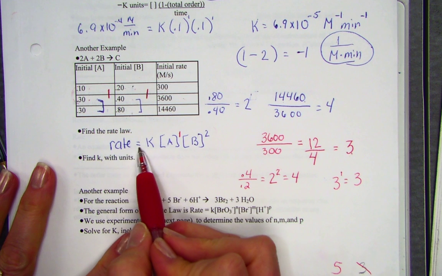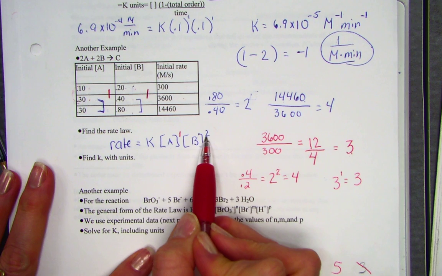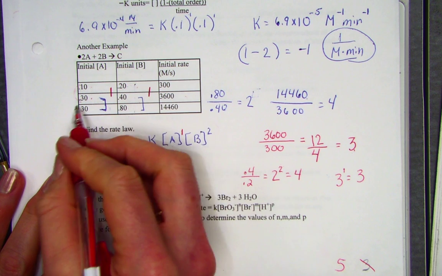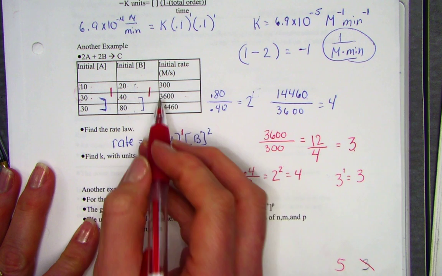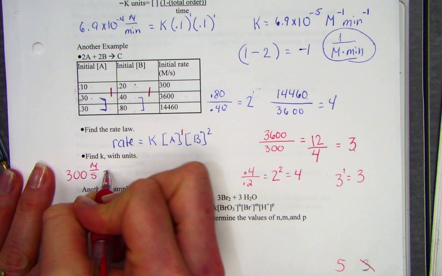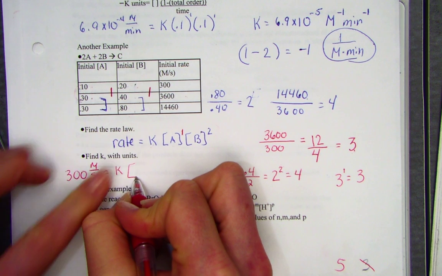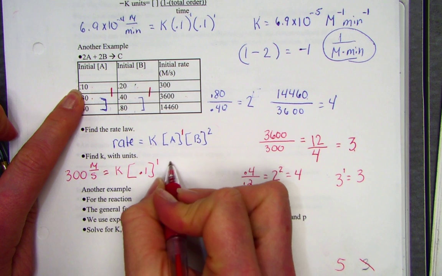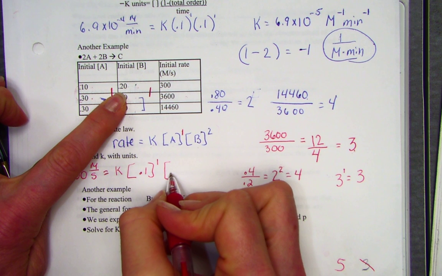So we read this as rate is equal to K times the concentration of A to the first power. B is to the second order, its third power overall. To find K, we just pick a trial. I always pick trial 1, but for no other reason than it's written first. Its rate is 300 molarity per second. That's rate. It's set equal to K, what we're solving for, times the concentration of A raised to the first power, times the concentration of B squared to the second power.